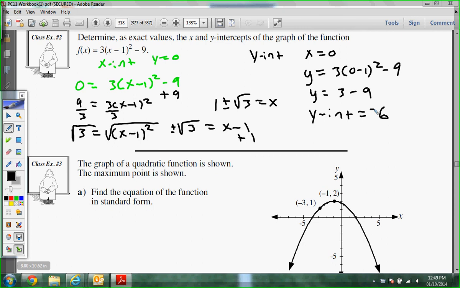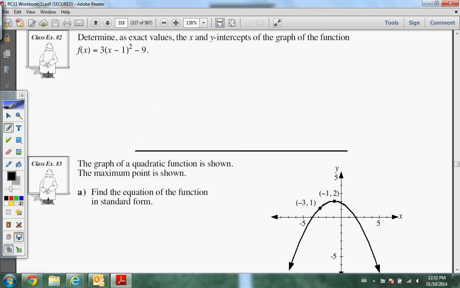The y-intercept is generally easier. That's why I went a little bit faster. We got one more example. We good?